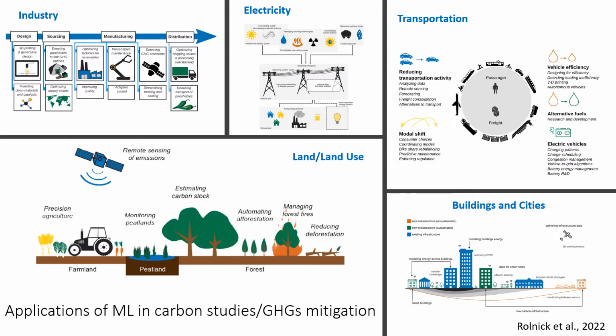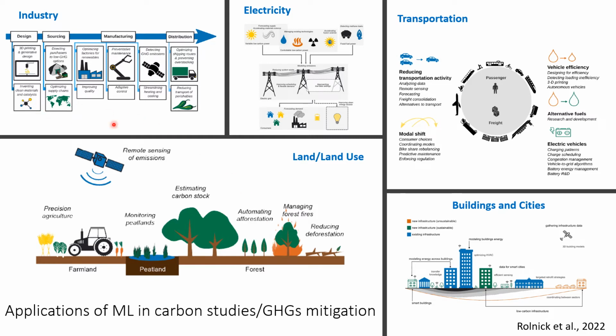The applications of machine learning in carbon study or greenhouse gas mitigation are widespread and advancing very quickly. You could find machine learning studies in almost every corner of carbon-related science, as long as data is an important part of the study. So here I took the figure from the Rolnick et al. 2022 paper to illustrate how machine learning could be a powerful tool in understanding the carbon cycle, in reducing greenhouse gas emissions, and in helping us, the society, to adapt to a changing climate. Machine learning could be used in precision agriculture, in remote sensing, in monitoring peatland, in estimating carbon stock and fluxes, in forest management, etc.